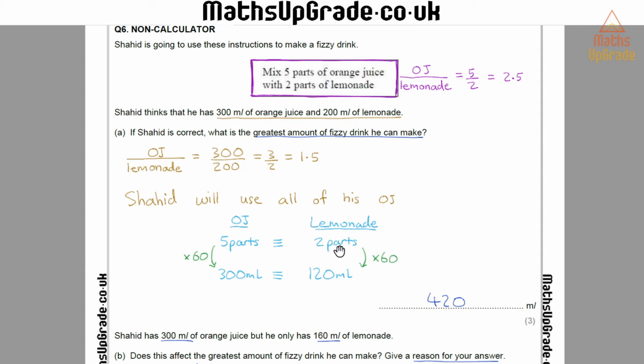If I then times his lemonade, this 2 parts, by 60, that means he'll need 120 ml of lemonade. So he'll use all his orange juice here, 300 ml, and he'll use 120 ml of lemonade. In total, he will have made 420 ml of that fizzy drink, and that's 3 marks.